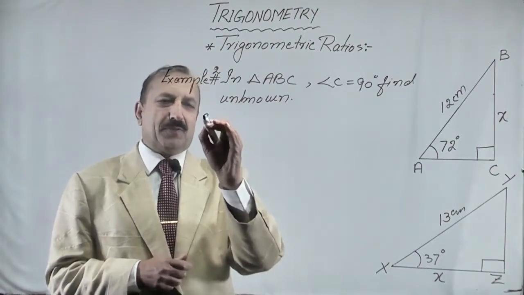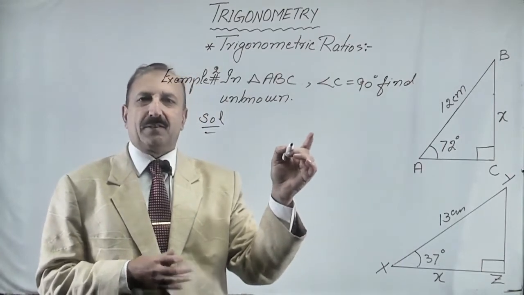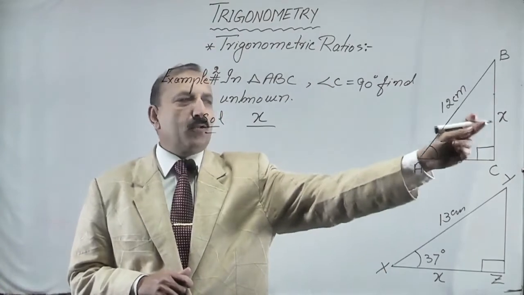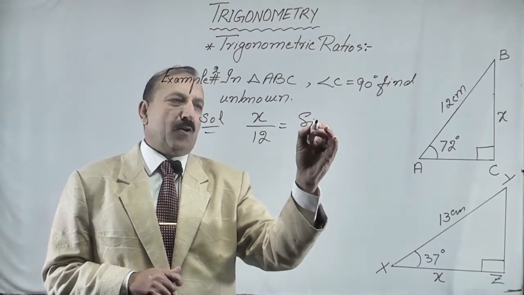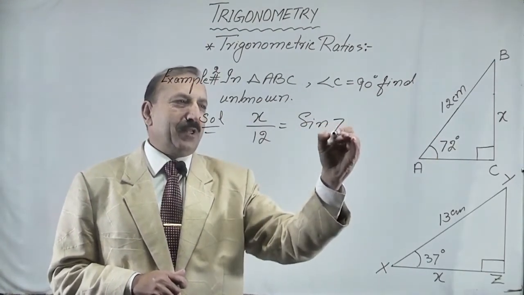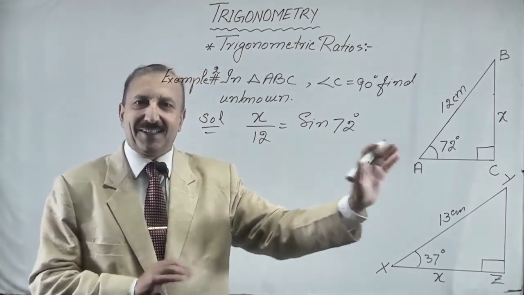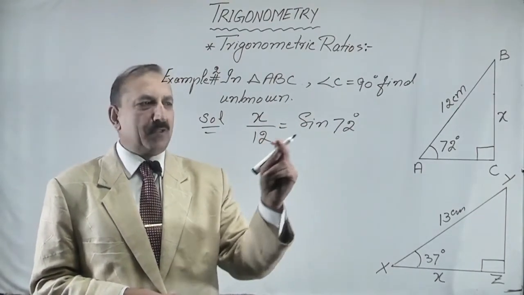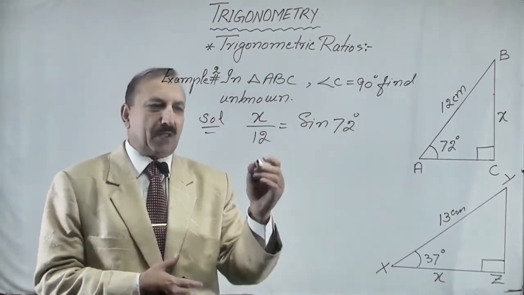Here is the solution for this example. We will write the fraction containing the unknown value first. This is x over 12, opposite over hypotenuse, that will be equal to sine of the angle, and its value is 72. We are dealing according to the angle 72. So x over 12, opposite over hypotenuse, equals sine of 72, and the next step is the simplification, where you will use a calculator as well.